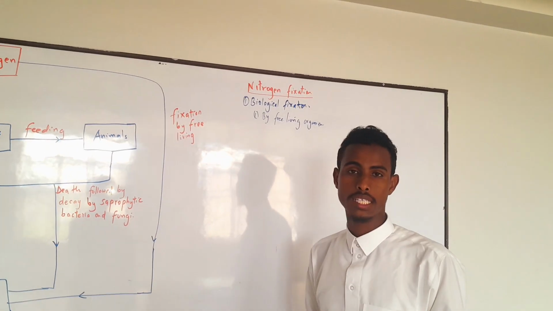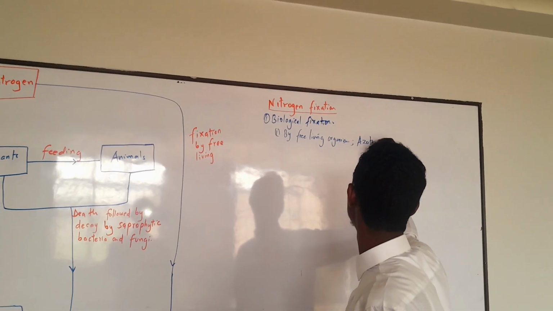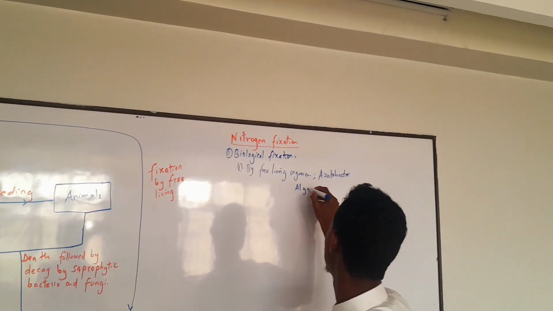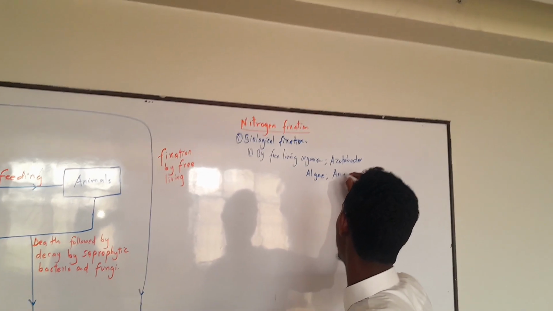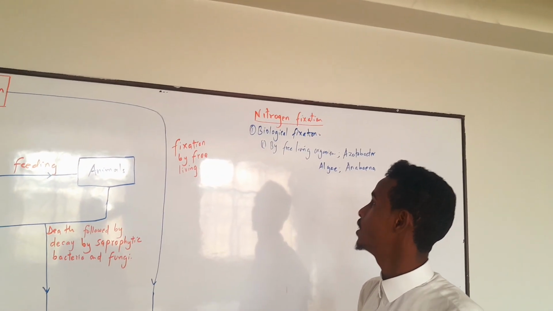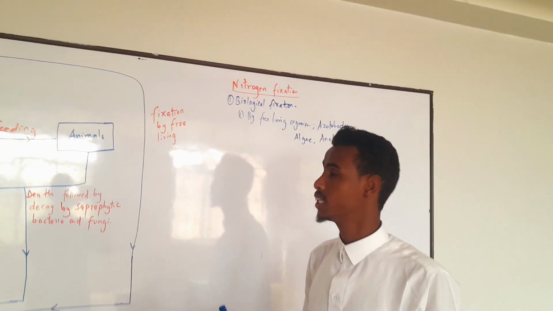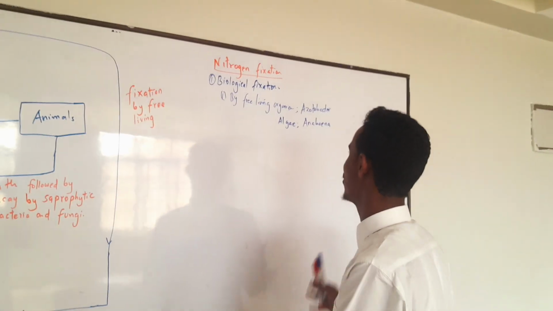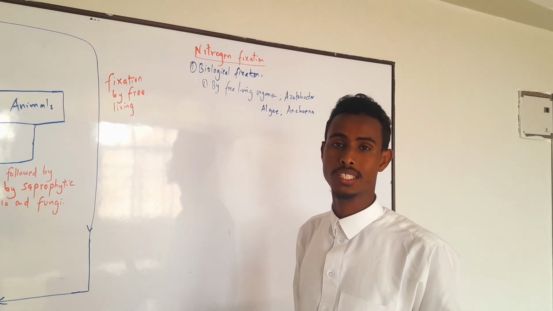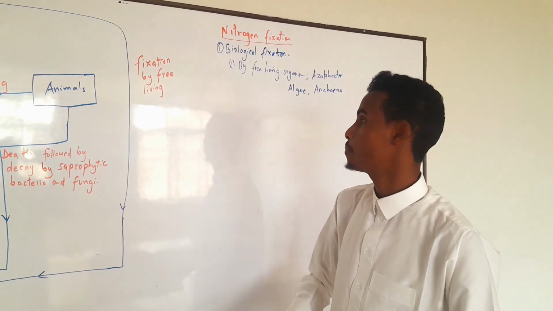These free living organisms include the Azotobacter. Sometimes we can have algae such as the Anabaena. Now, that is the first way. What these organisms do is that they convert the nitrogen into ammonia, that again is converted by other nitrifying bacteria to nitrites and nitrates, and then can be absorbed by the plant.